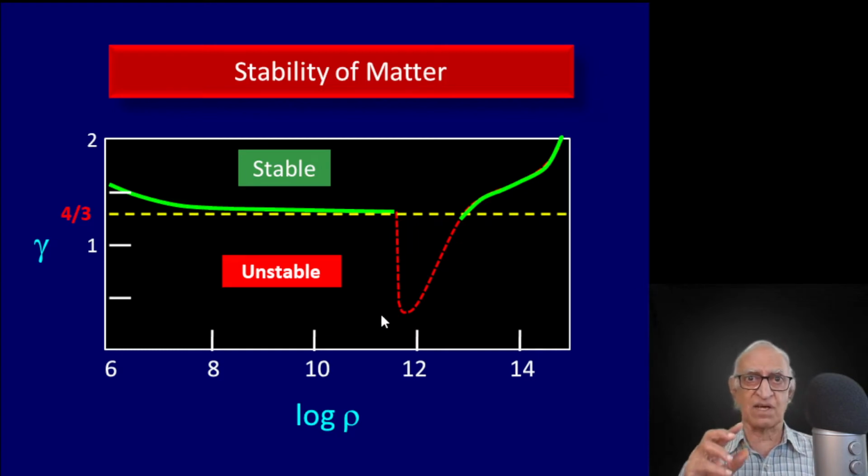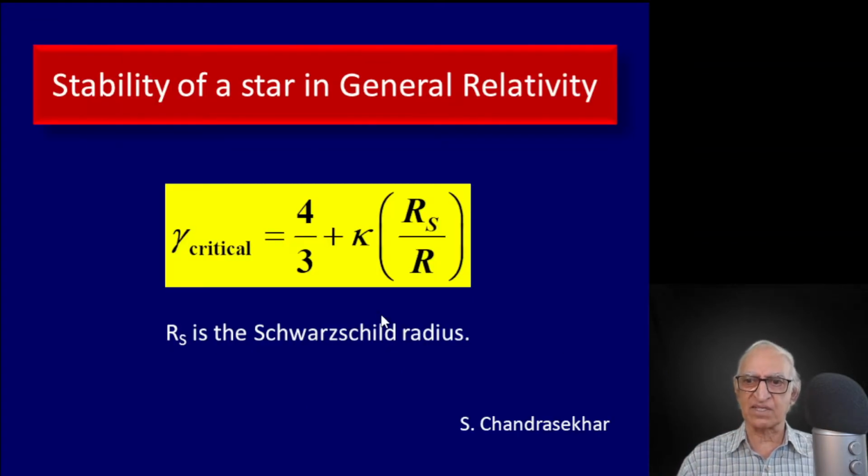But now we are talking of a star so massive that you have to discuss stability not in Newtonian theory, but in general relativity. Now, this problem was first discussed by Chandrasekhar in the 1960s, rather rigorously. And what he found was that in general relativity, the critical value of gamma is not 4 by 3, but 4 by 3 plus a factor, which is some number, kappa, multiplied with the Schwarzschild radius divided by the radius of the star. So, as the radius of the star approaches the Schwarzschild radius, this correction to gamma becomes very important.